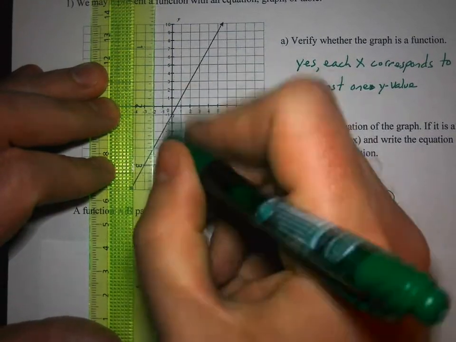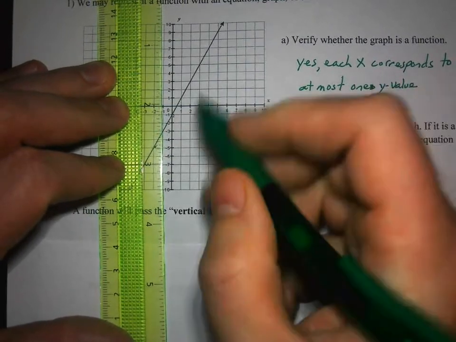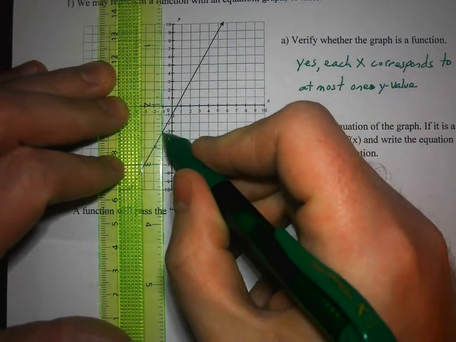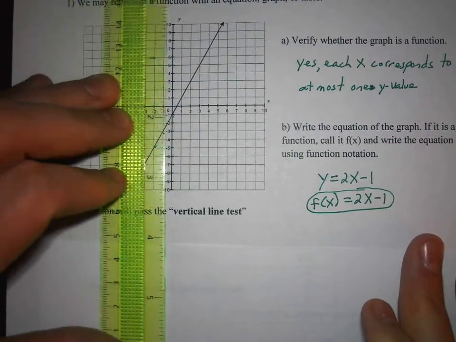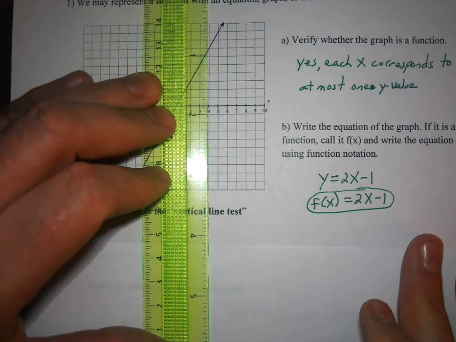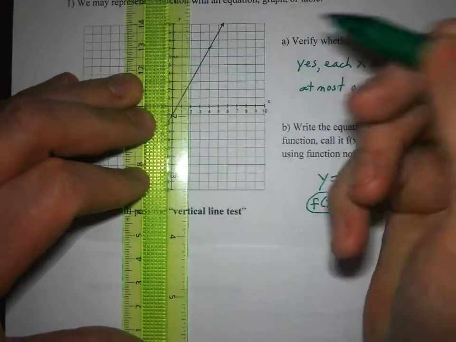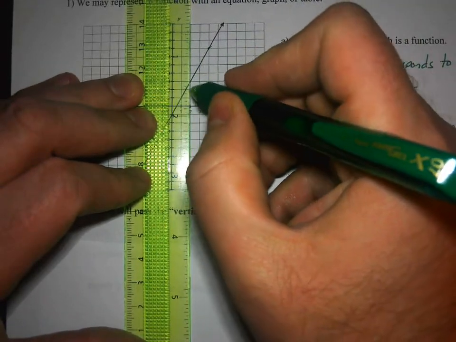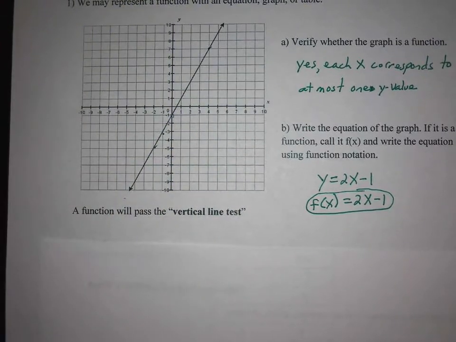Well, when x is -2, we're at this point right here. When x is -1, we're at this point right here. There is never a time when you slide that vertical line from left to right that you hit the graph at more than one spot at a time. So when x is 4, we're up here. If x is 2, we're right here. Okay, so the vertical line test will help tell you if you have a function.